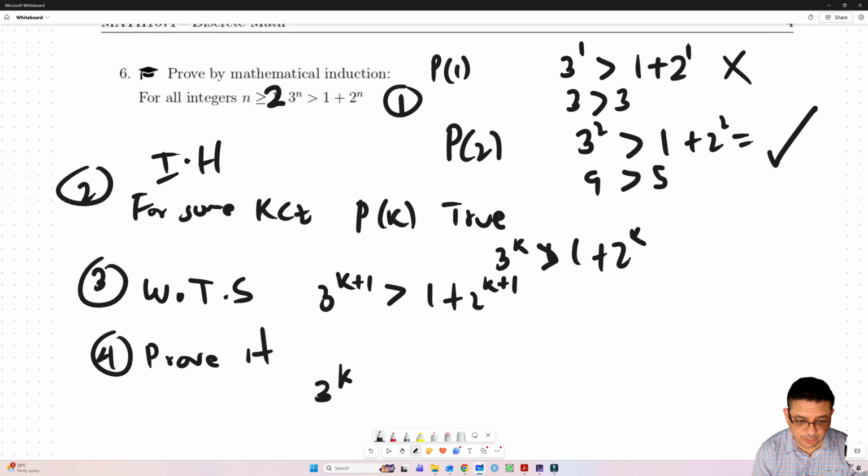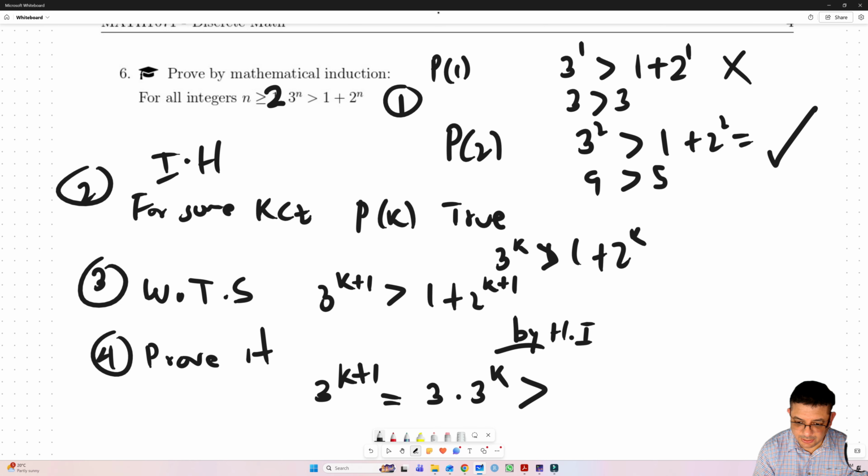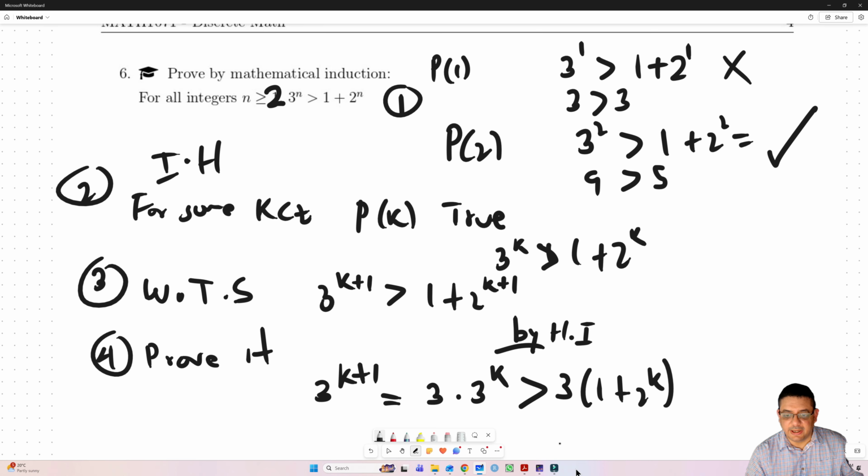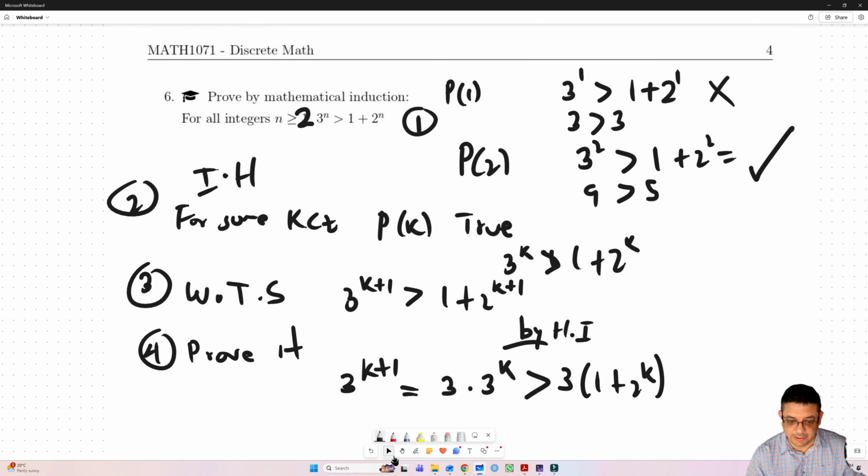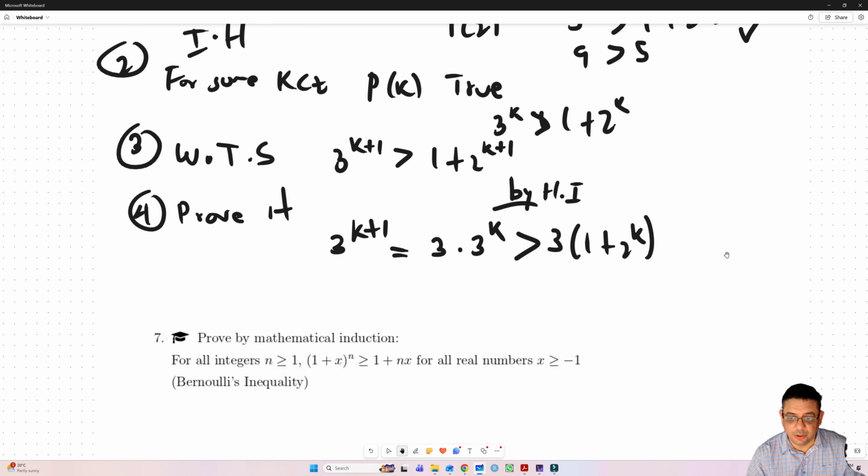So we start by 3 to the k plus 1. We can see this as 3 times 3 to the k. And of course, we apply the hypothesis of induction. This is going to be bigger than 3 times 1 plus 2 to the k. Okay? Notice that I applied the hypothesis of induction when I assumed that 3 to the k is bigger than 1 plus 2 to the k. Now, let's work with this inequality.